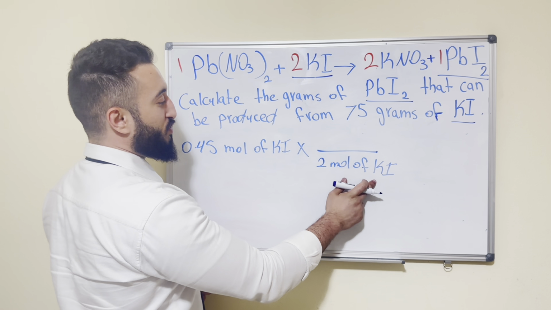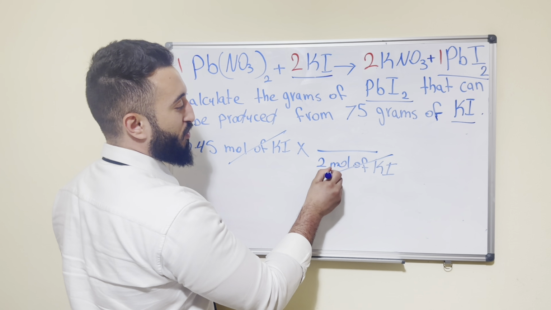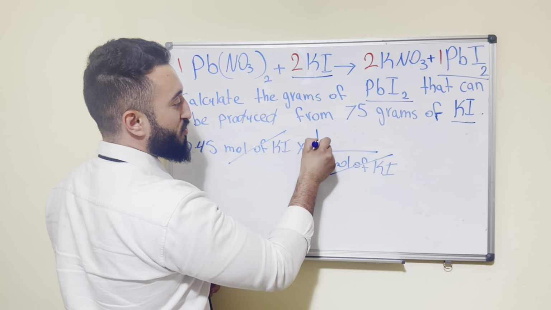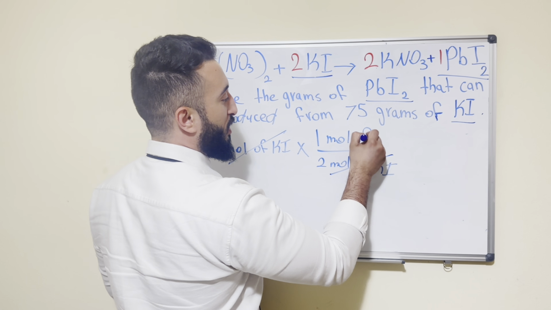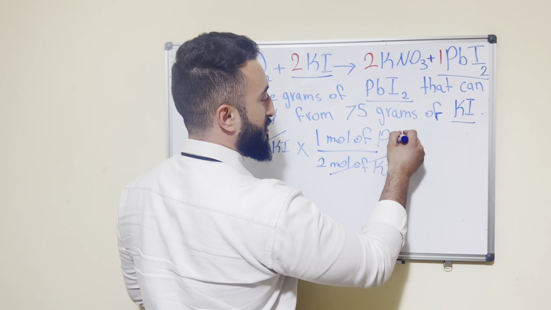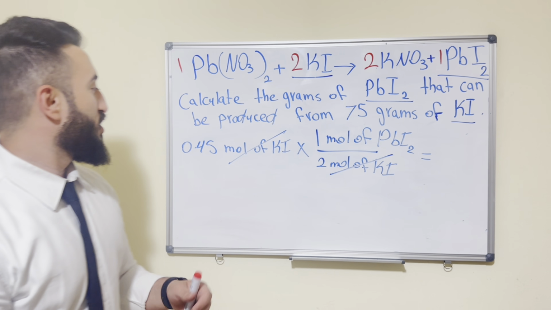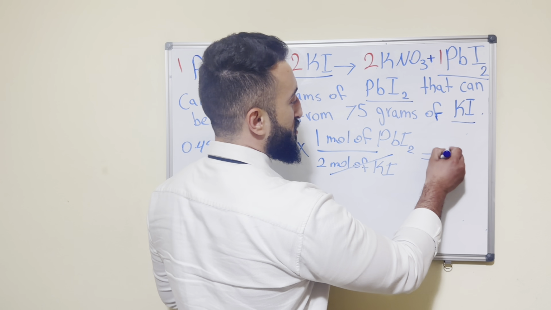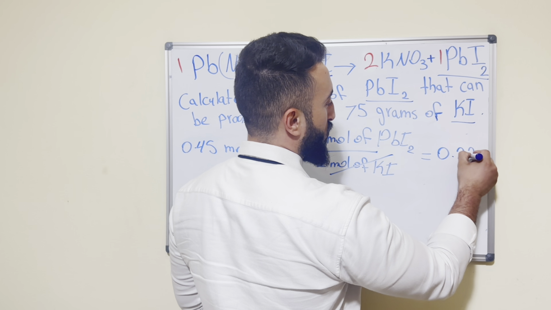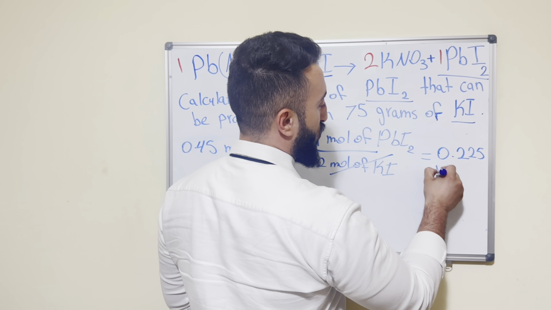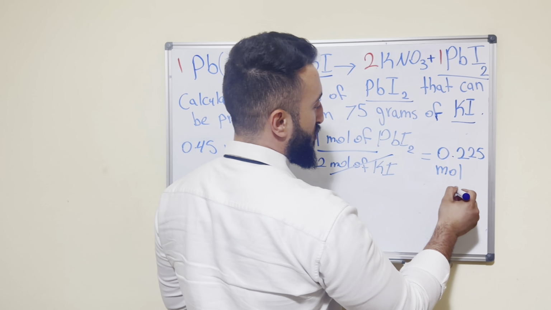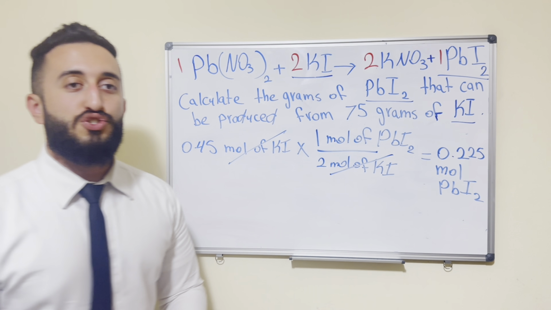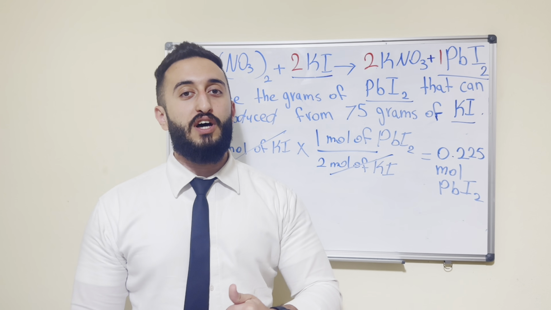So the mole fraction is the only information that we are going to get from the balanced equation. The 2 moles of potassium iodide will cancel the moles of potassium iodide, and on the top we are going to add the moles of lead iodide. So 1 mole of lead iodide. Let's multiply them together. 0.45 times half equals 0.225. So these are the moles of PbI2, lead iodide.